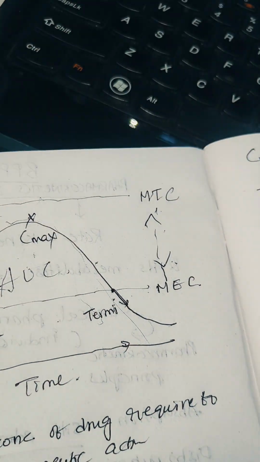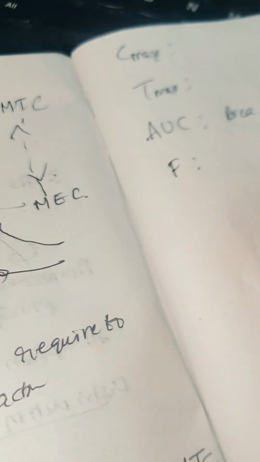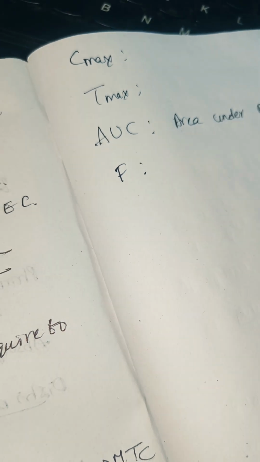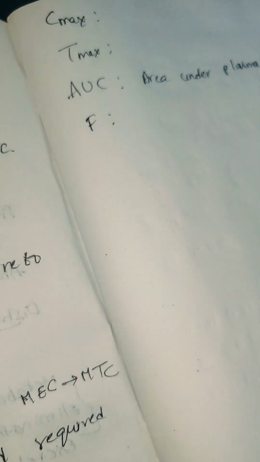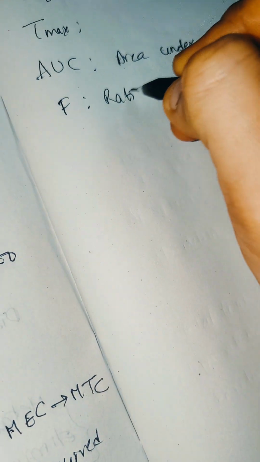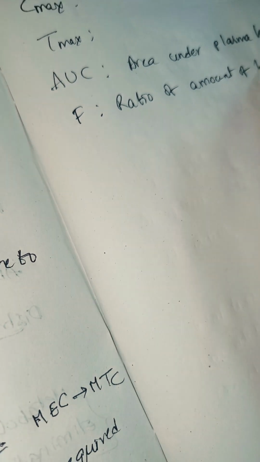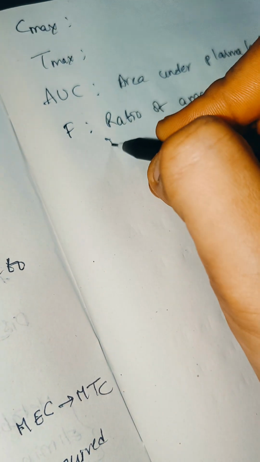Then fraction of dose absorbed. This is not commonly used, but we have to know about it. It is the ratio of the amount of drug reaching the systemic circulation.